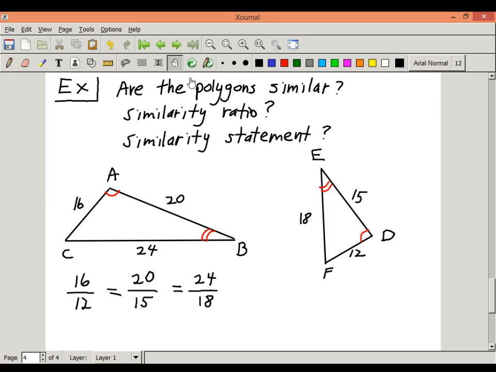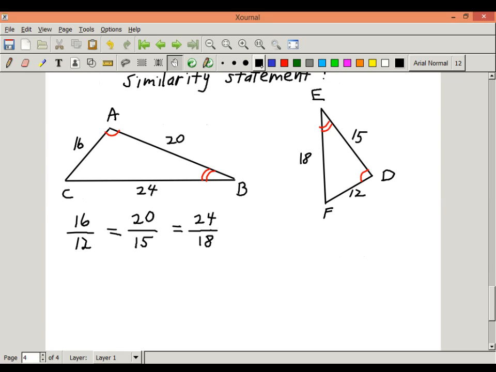So if you look at all three pairs of ratios of the corresponding sides and reduce them, you're going to get 4 over 3. If you reduce the first fraction, divide top and bottom by 4. Divide top and bottom by 5 in that second fraction, so you got 4 over 3 there. Again, you're just reducing the fraction. And if you divide the third fraction top and bottom by 6, you're going to get 4 over 3 there.